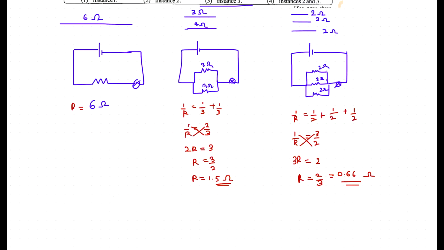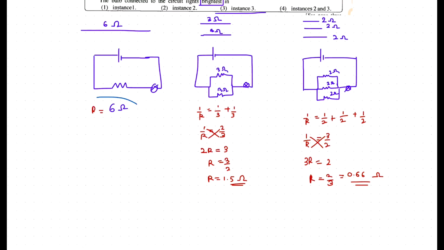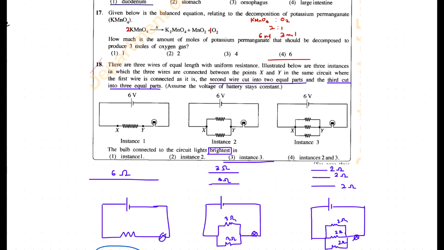The equivalent resistance keeps decreasing, children. See here. Here the resistance was 6 ohm. Here the total or equivalent resistance was 1.5 ohms. Here the total or equivalent resistance is 0.66 ohm. When the resistance decreases, what happens to the current? Does the current increase or decrease? Increase, yes. Because the resistance is the disturbance. When resistance decreases, the disturbance decreases, and when the disturbance decreases, the current is higher. Therefore, in instance 3 the most current flows.